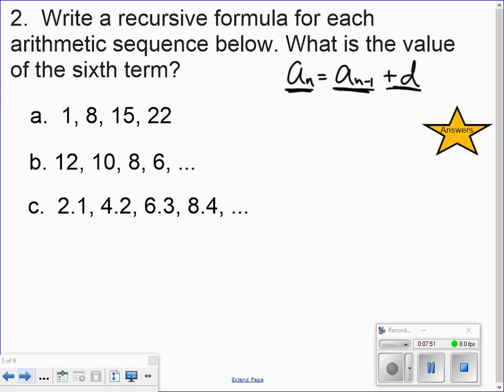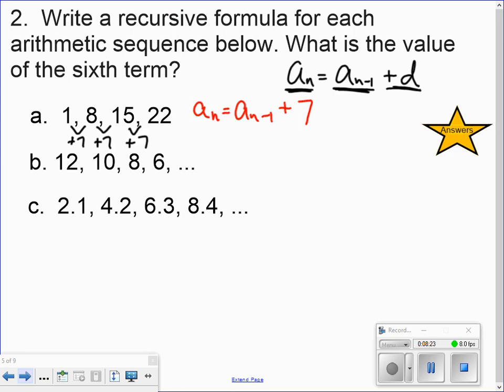So if we look for our common difference, we're looking to see from each number, what are we adding or subtracting. So from 1 to 8, we're adding 7, plus 7, plus 7. So for this particular problem, our recursive formula is a sub n equals a sub n minus 1 plus 7. So we're going to replace it with the number that we have, so plus 7. So this right here is our recursive rule.